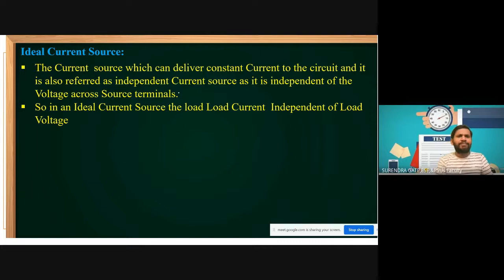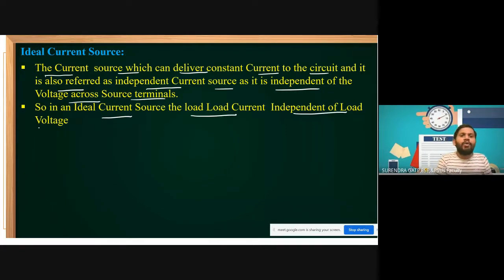Okay, that you will see in detail later. Yes, the current source which can deliver constant current to the circuit is also referred to as an independent current source, as it is independent of the voltage across the source. That's why it is treated as an ideal current source. In an ideal current source, the load current is independent of the load voltage. Whatever the load voltage, the current remains constant. Then it is treated as an ideal current source.